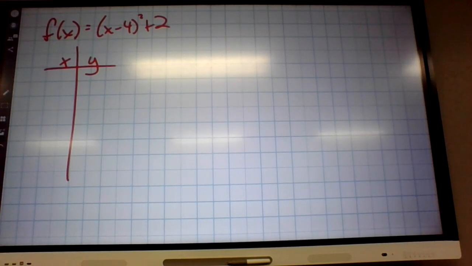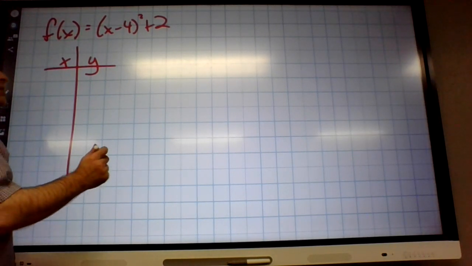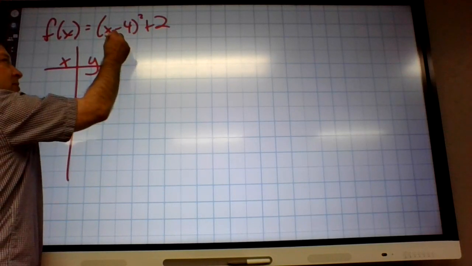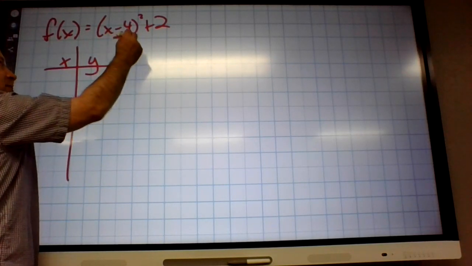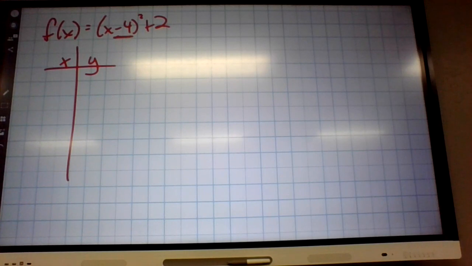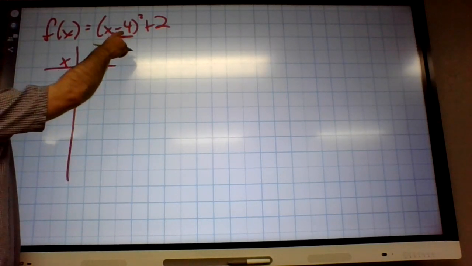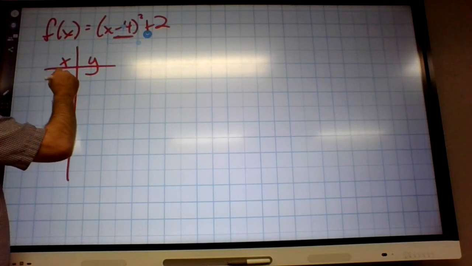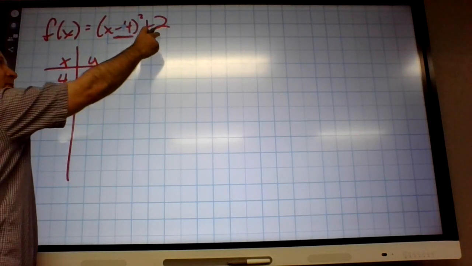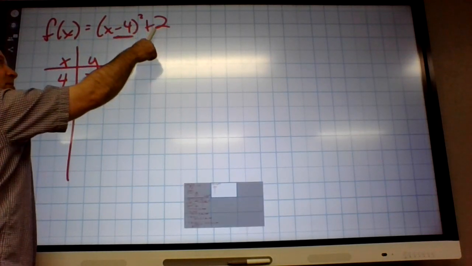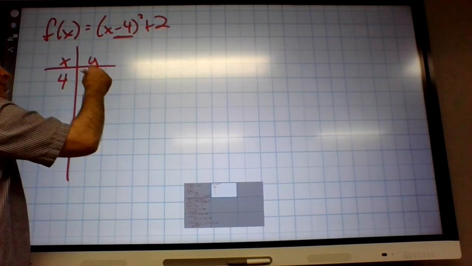Okay, Brianna, do you know where the vertex is going to be? What does this -4 do to the graph? It makes it negative. Okay, it moves the graph right 4. Right. And what does this do? It moves the graph up 2.